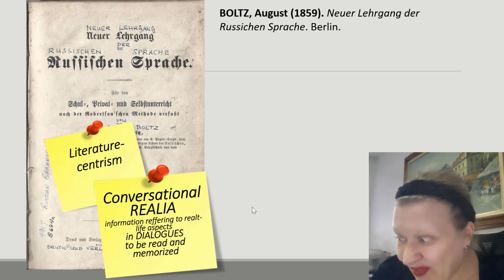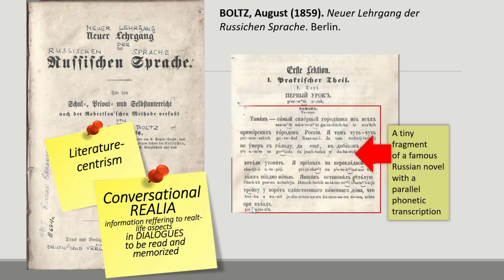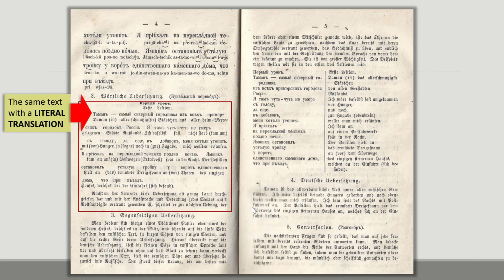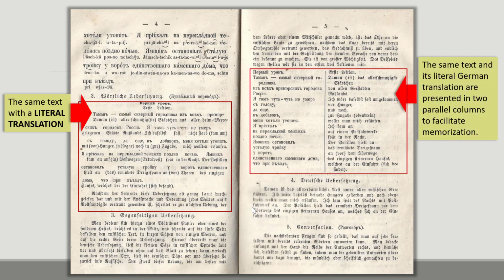Let's see how. At the beginning of each lesson, learners read aloud a fragment of the novel Taman by the famous Russian writer Mikhail Lermontov. The first time, the fragment is presented with a phonetical interlinear transcription, and the second time with a word-by-word German interlinear translation. Then the text and its translation are given in two parallel columns to facilitate memorization and comparison. And finally, a German literary translation is provided.